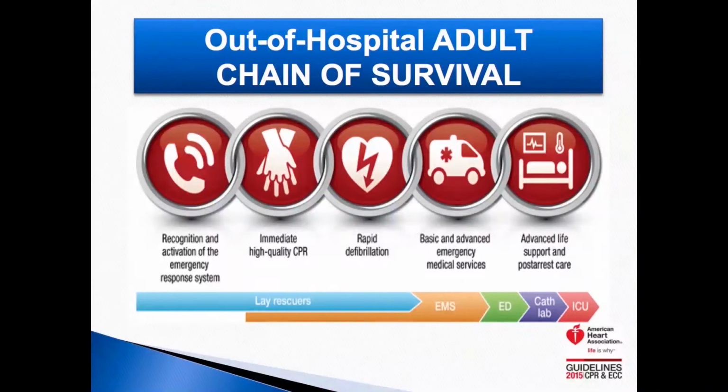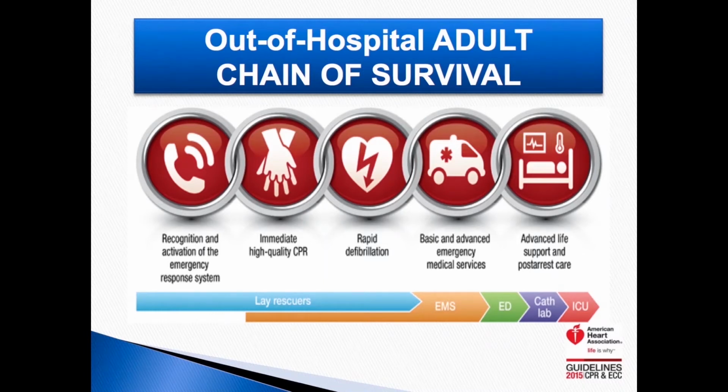Let's go to basic life support. Out of hospital adult chain of survival. The American Heart Association formulated this chain of survival with the components of basic life support. First, recognition and activation of the emergency response system. In recognizing cardiac arrest, patient is unresponsive, no pulse and not breathing. And activation of emergency medical service, that's the time you're calling for help.